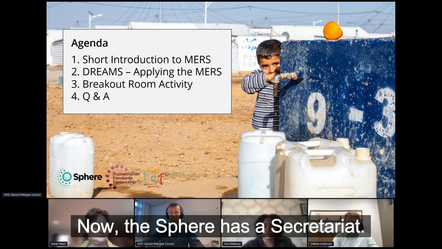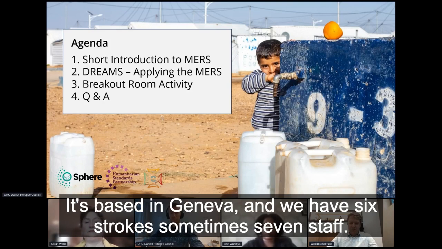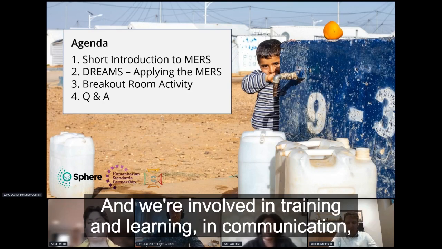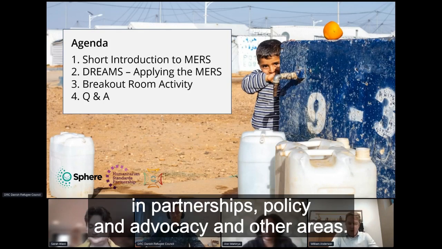Now, Sphere has a secretariat. It's based in Geneva, and we have six, sometimes seven, staff. And we're involved in training and learning, in communication, in partnerships, policy and advocacy, and other areas.